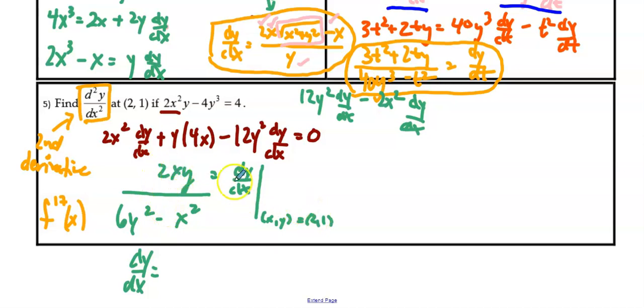Well, when x is 2 and y is 1, this is going to be 2 times 2 times 1, which is going to be 4 on the top. y is 1, so this is going to be 6 times 1 is 6, minus 2 squared, which is 4. And so we're going to get 4 over 2, which is going to be 2. So remember that the value of the first derivative of this function at the point 2, 1 is going to be 2. We're going to put that in the back of our mind for a minute. All right, so let's go and find the second derivative.